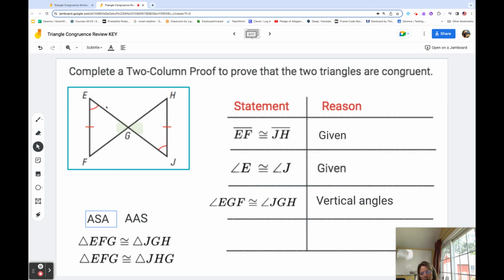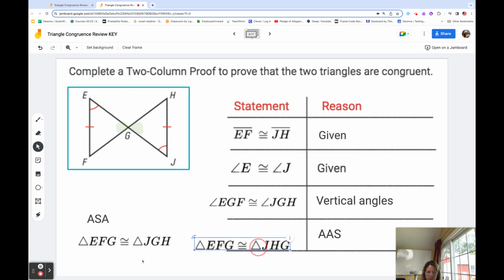G, E, these are angles. So I have angle, angle, and a side. Angle, angle, and a side. So we're going to use angle, angle, side. And we're going to say EFG, starting at the marked angle, going down the marked side, landing at G, is congruent to triangle JHG. How did you do with that?